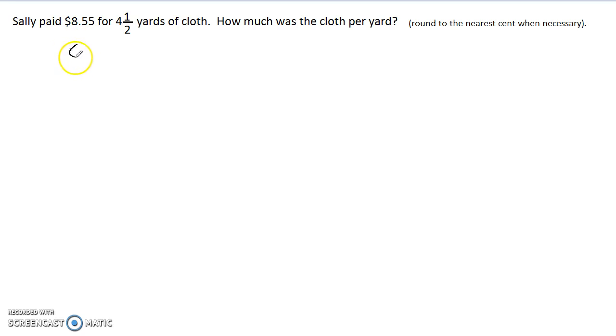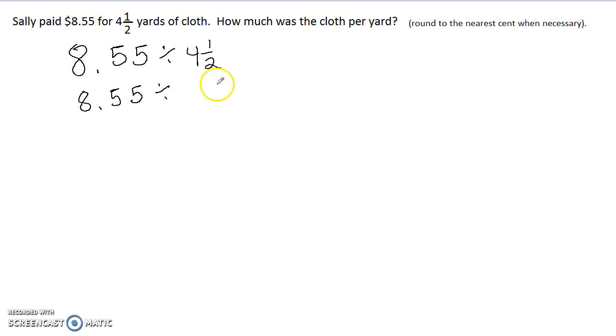So we're going to take $8.55 and divide that by 4.5. Now, as we know with fractions or mixed numbers, you have to change that mixed number to an improper fraction. So we're going to rewrite the first part again and divide by its improper fraction, which is 9/2. Now, if you don't remember how to change mixed numbers to improper fractions, you can see an earlier video that I had made. I will direct you to it. Or you can see your notes from chapter 2.